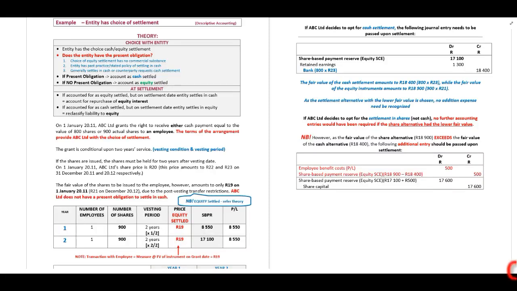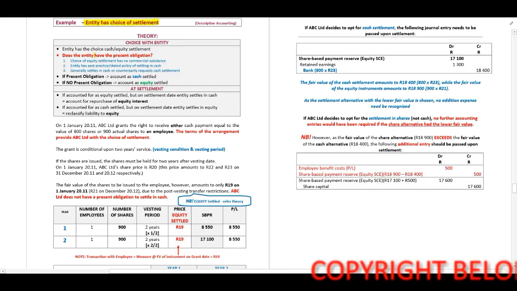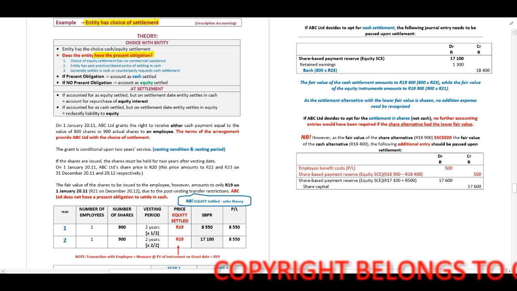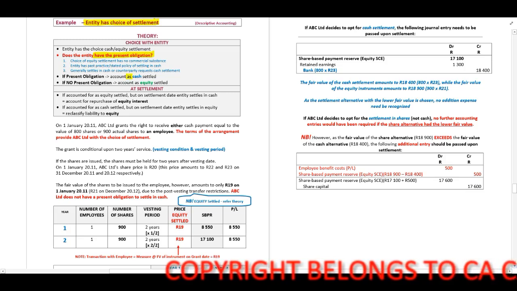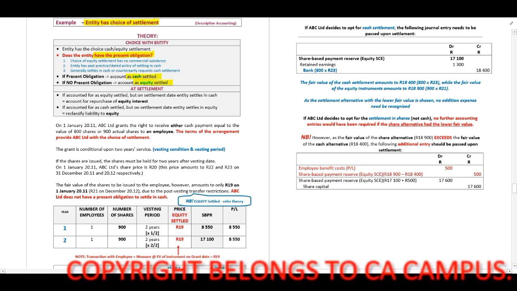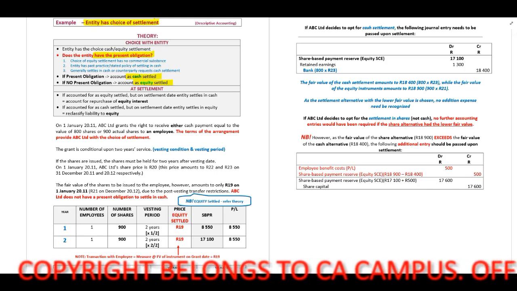In this example, our entity has the choice of settlement. Therefore, we need to determine if the entity has a present obligation. If the answer is yes, you need to account for cash settled. No, you need to account for equity settled. Now let's read through the information provided.